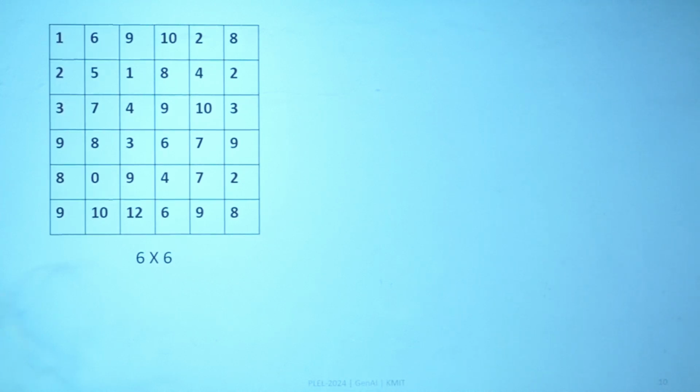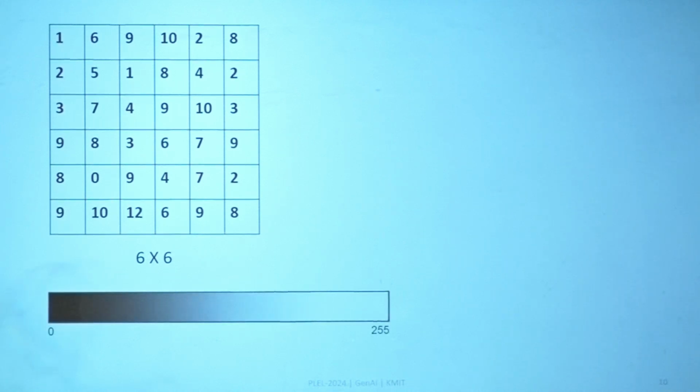A 6 by 6 image. It's a simple 6 by 6 image. There is no channel mentioned for this one. What does it mean? It's a grayscale image in the spectrum of values 0 to 255. One end of the spectrum is indicating the black color and the right region of the spectrum is indicating the white color. So, these pixel values are representing the intensities of that image.